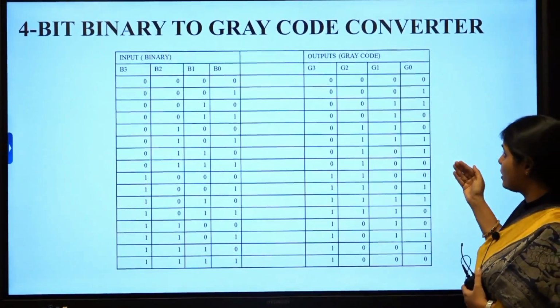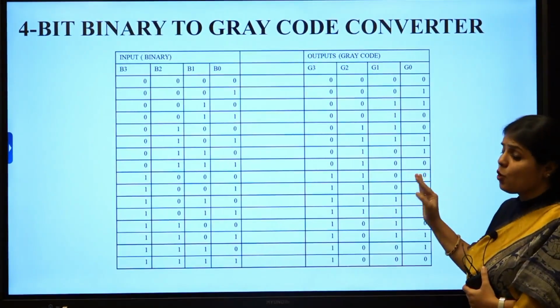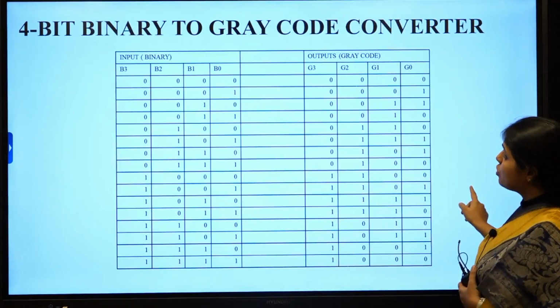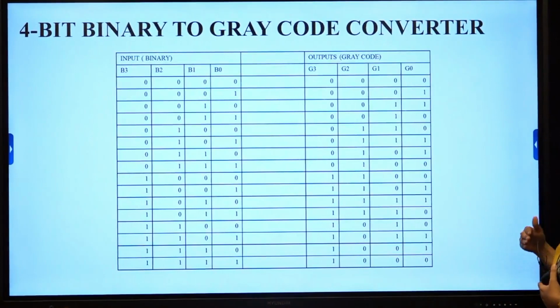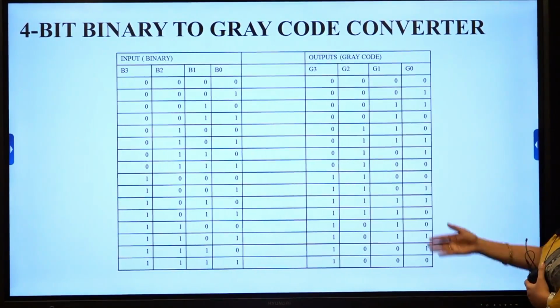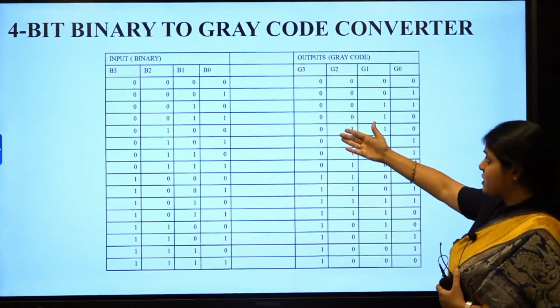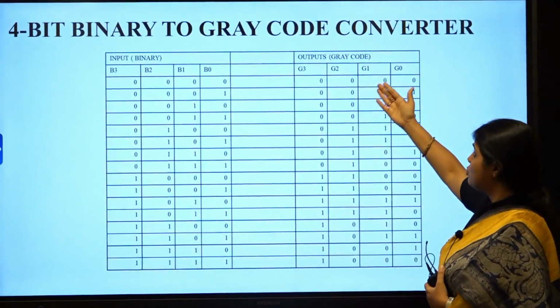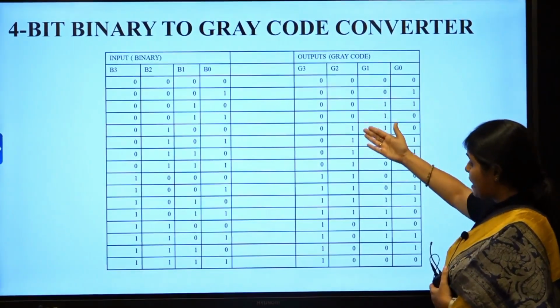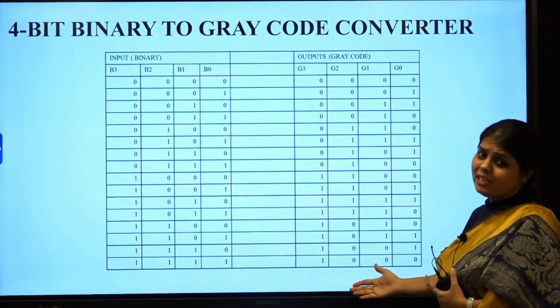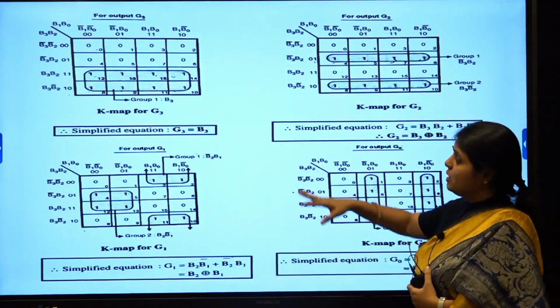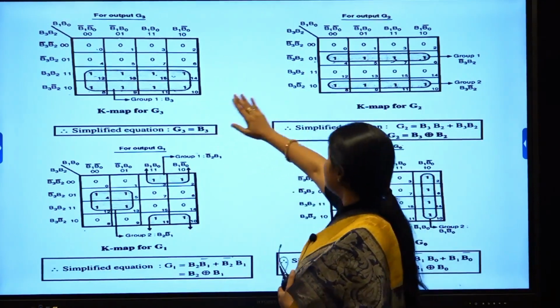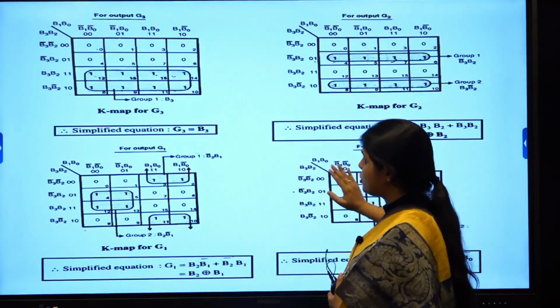We have already seen what gray codes are, right? 1-bit variation. So if you have this kind of truth table, what do we do? We again go for K-maps. K-maps for G3, G2, G1, G0 separately, because we have many outputs high for each output variable. Based on this truth table, I have taken K-maps for G3, G2, G1, G0.